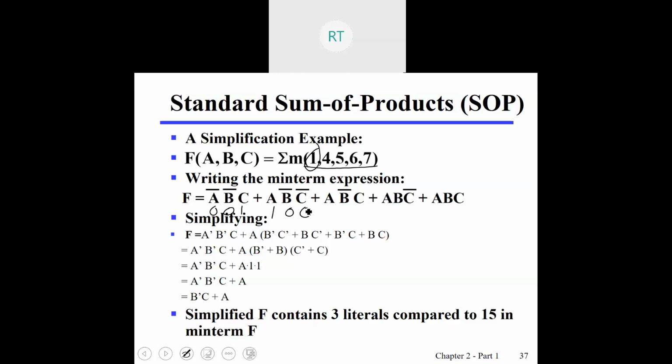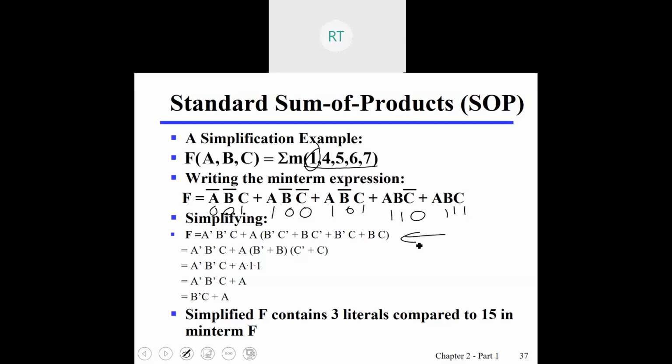Number 5, please. How do I write minterm 5? It's 1, 0, 1. Okay. And how do I write number 6? It is 1, 1, 0. And number 7 is 1, 1, 1. Did you see it? So this is how you write it in sum sigma m, or sum of minterms. Okay? So let's go now and simplify this expression.